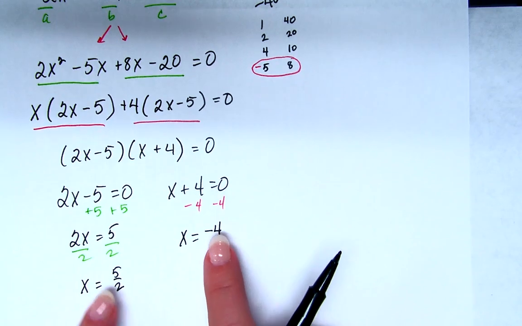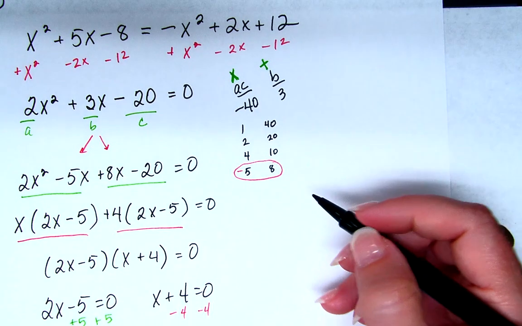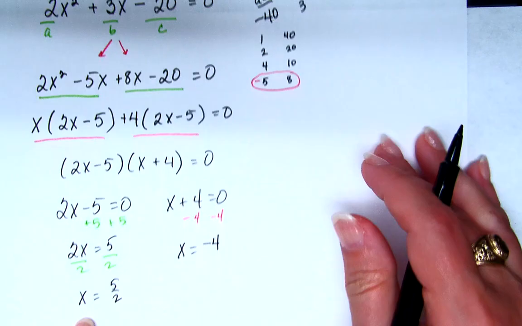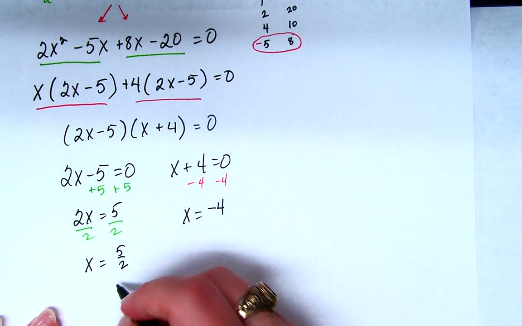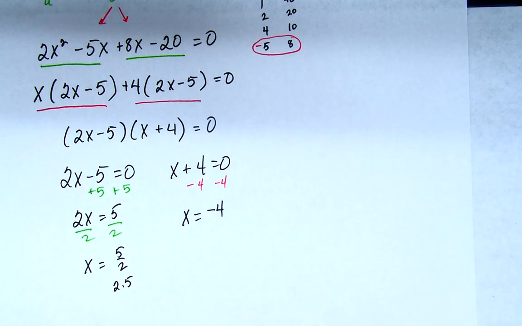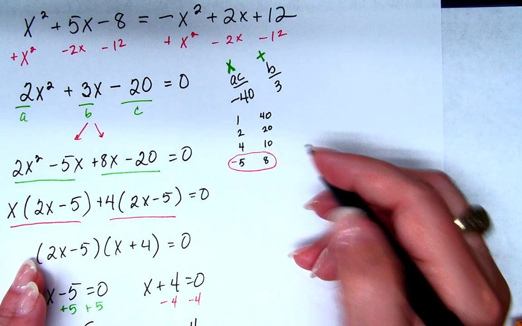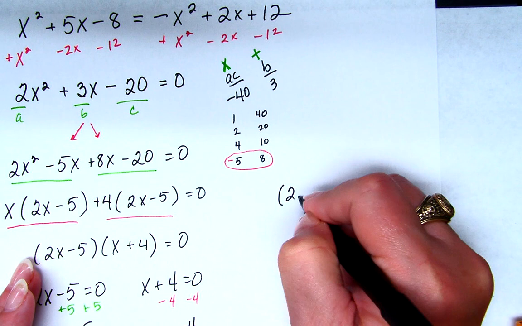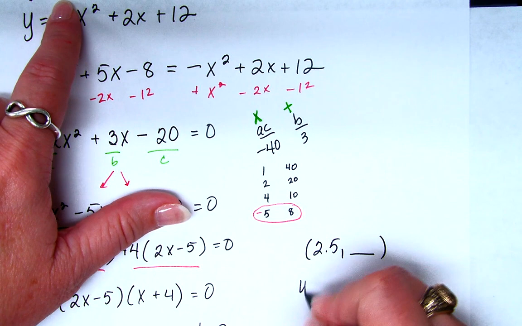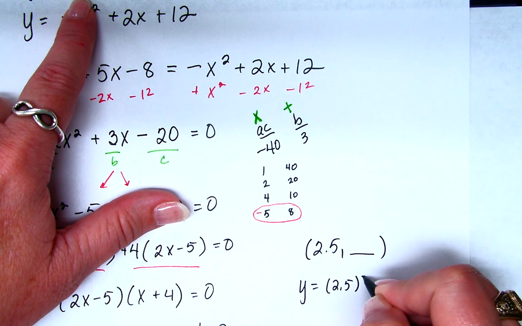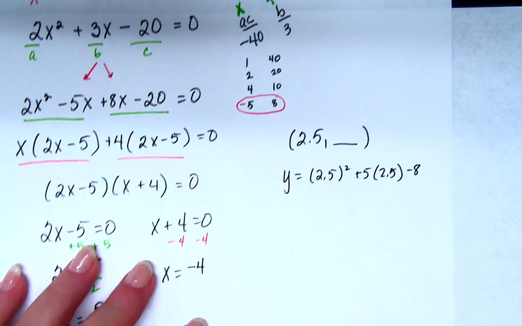Okay? So what do I need to do with both of these? Plug them in. One at a time, right? I need to plug them in one at a time. So if I choose 5/2, I think probably, if I was to guess correctly, most of you would want this to be 2.5 if we're plugging stuff in. Is that correct? So when x is 2.5, I'm trying to find the y value, right? So I need y equals 2.5 squared plus 5 times 2.5 minus 8, right?